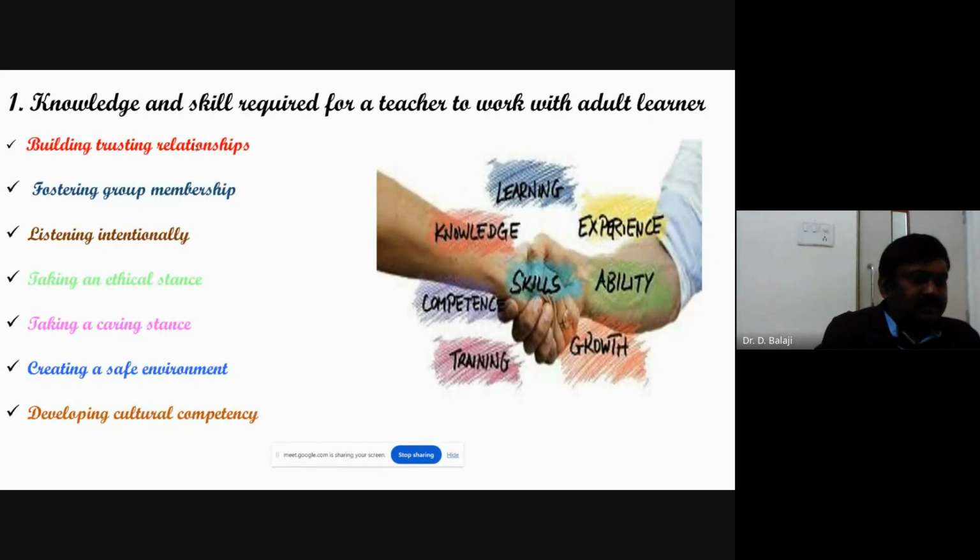Building trusting relationships. When a teacher believes his students, then the students will also believe the teacher. In order for a long-term relationship to exist between the student and teacher, students won't forget their teachers after completing school. After completing school, they will remember their teachers throughout their lives. This is the long-term relationship.